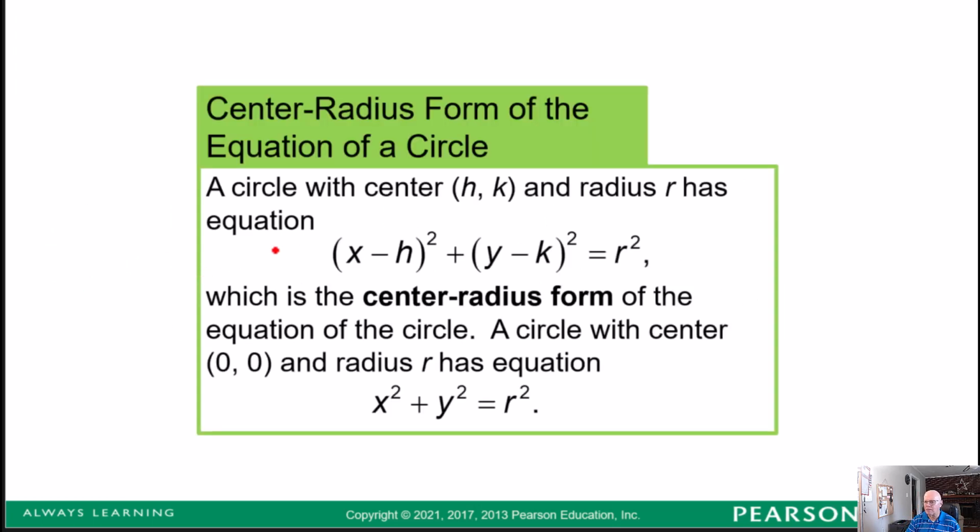Here's an equation. This equation has a lot of information in it. The nice thing is that the numbers right here, h and k, tell you where the center is. And r squared is the radius squared. So if you have just a regular number here, take the square root, and that's going to be the radius.